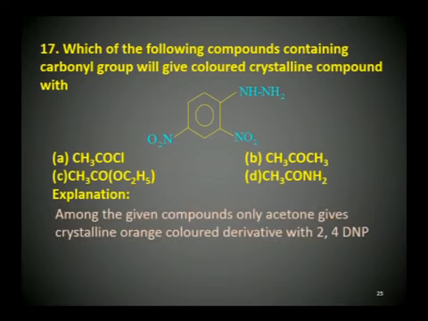So among the given compounds, only acetone gives a crystalline orange colored derivative with 2,4-DNP, that is 2,4-dinitrophenylhydrazine. So the answer is B. That means aldehydes and ketones react with 2,4-dinitrophenylhydrazine to produce aldehydic or ketonic 2,4-dinitrophenylhydrazones, which give an orange yellow colored precipitate or crystalline orange precipitate.